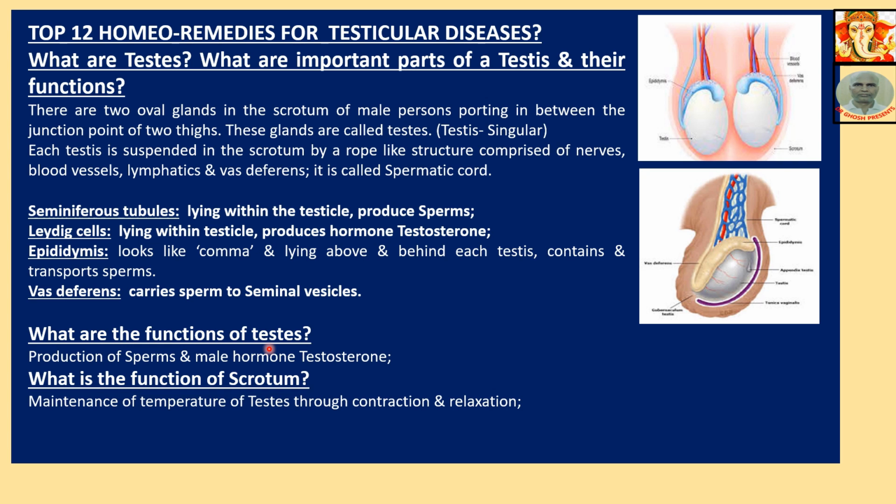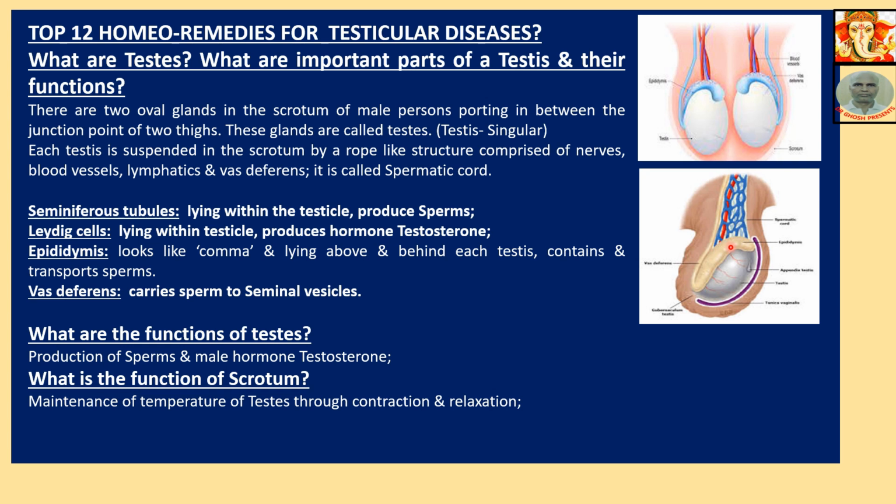Each testis is suspended in the scrotum by a rope-like structure comprised of nerves, blood vessels, lymphatics, and vas deferens. It is called the spermatic cord. In the picture, this is the spermatic cord, on the right hand side, second picture. Other important structures are the seminiferous tubules lying within the testicle. That is, if you make a vertical incision, then you can see these seminiferous tubules.